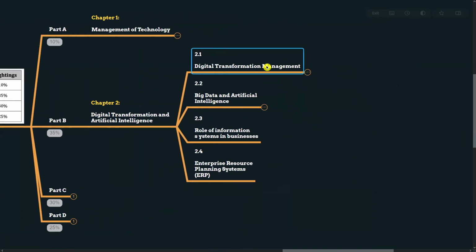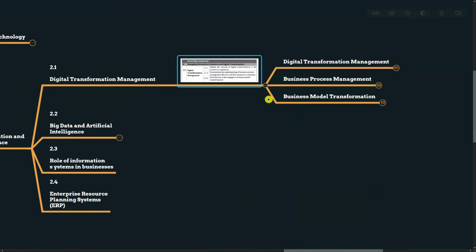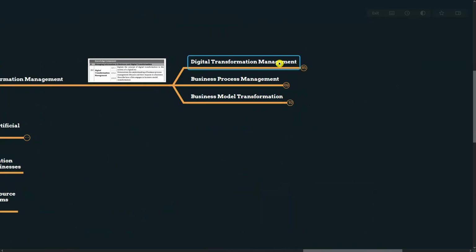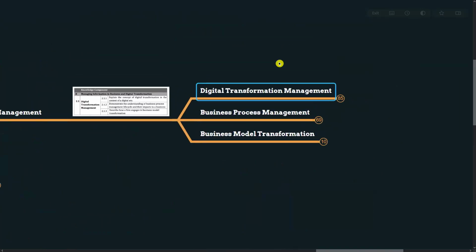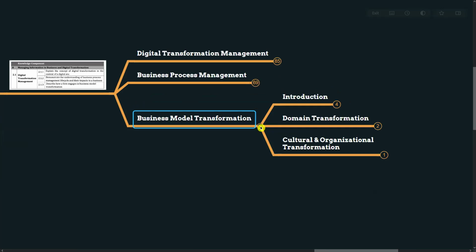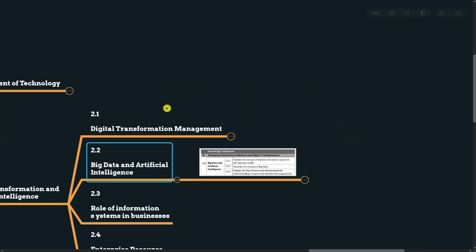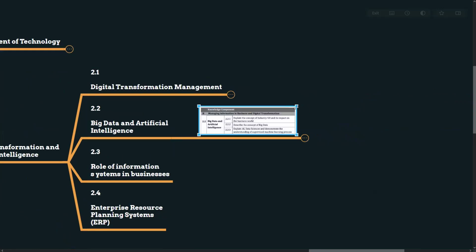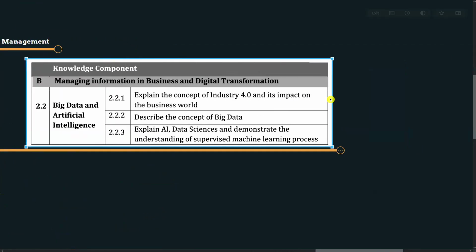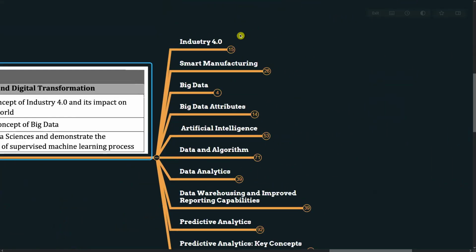In that 2.1 digital transformation management, I hope we have completed digital transformation management and business process management, and business model transformation also we have covered, I think. And if we have not, please let me know. And in 2.0, we have started big data and artificial intelligence. In that area, we have covered until big data attributes, right?